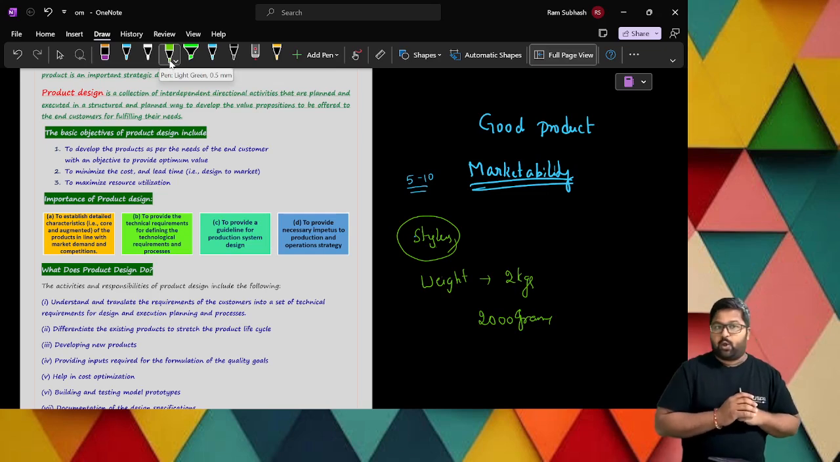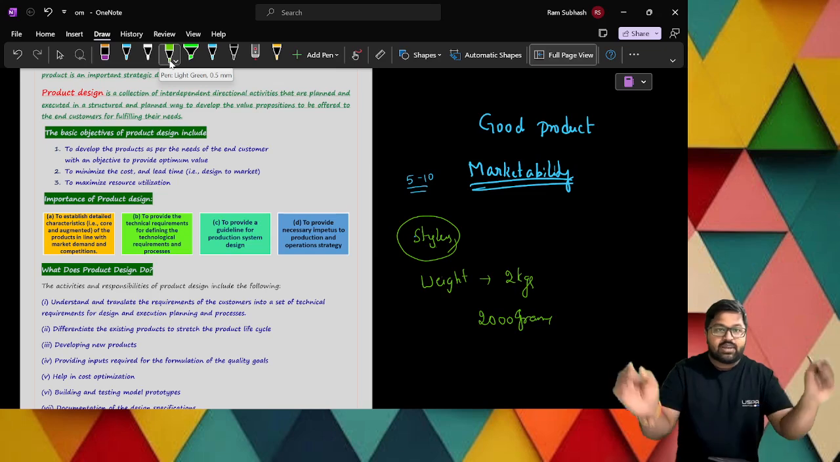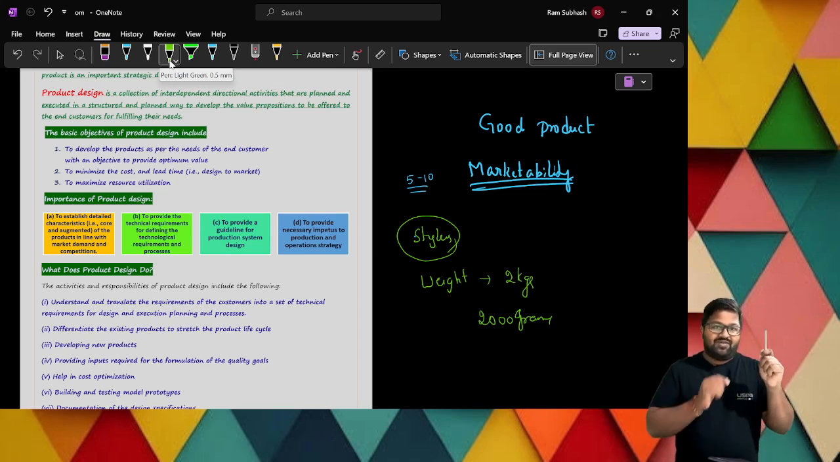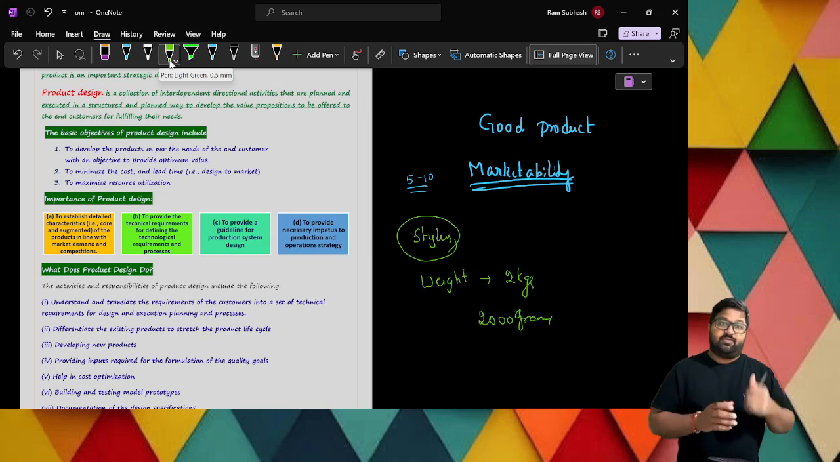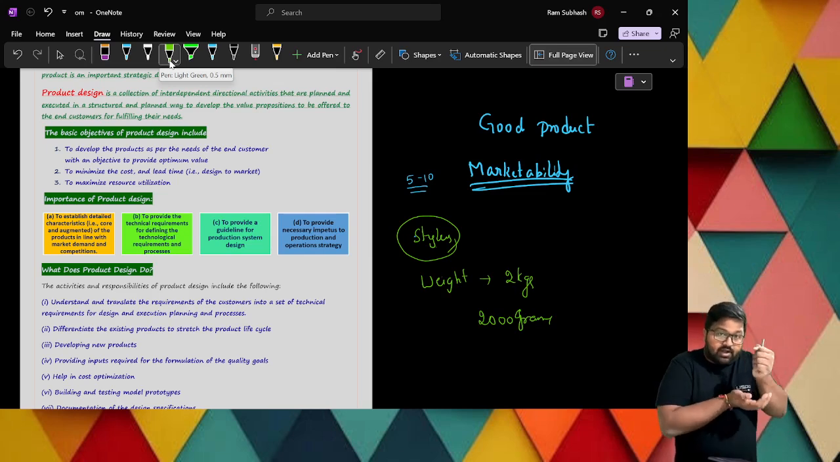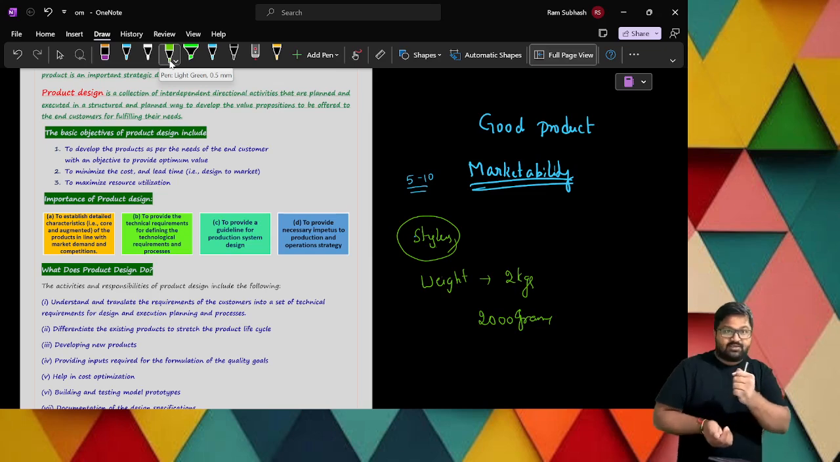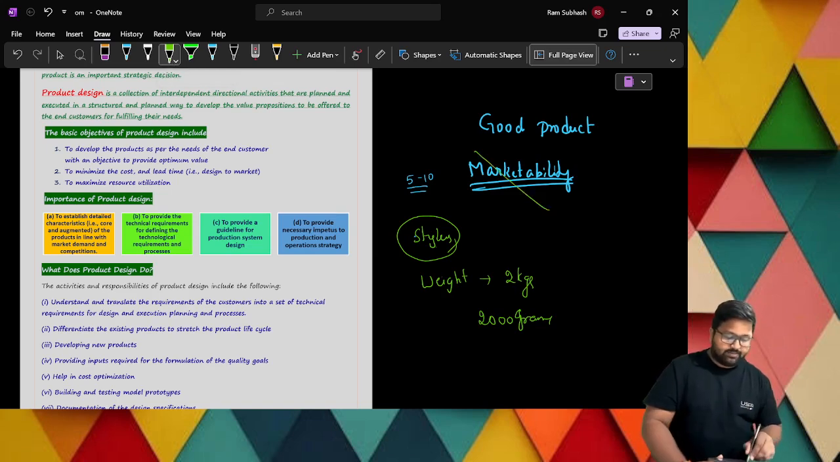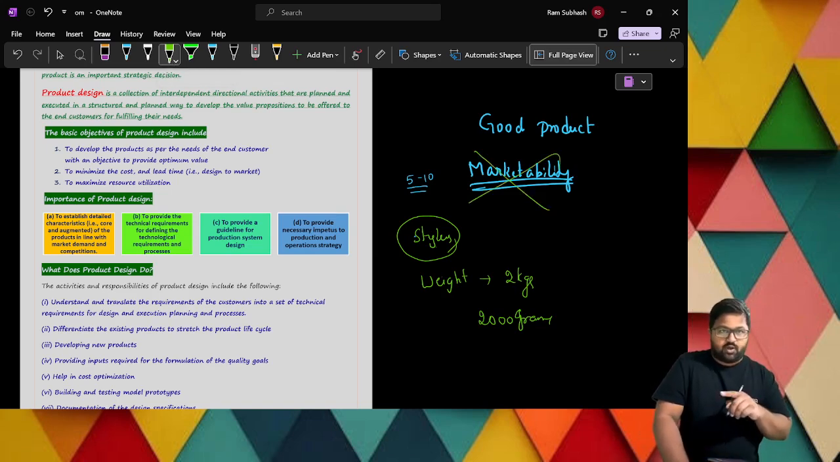Is it comfortable for me? No. So the product is not marketable, because I am not willing to buy that pen. If the pen has less weight, it is comfortable for me to write. I feel it is like a normal pen and I can write easily. But if the pen weighs 2 kgs, I have to hold it like a small dumbbell. Can I write properly like this? I cannot. Some may, but generally not. By seeing that, I don't like it. So here marketability has failed. It is not a good product.